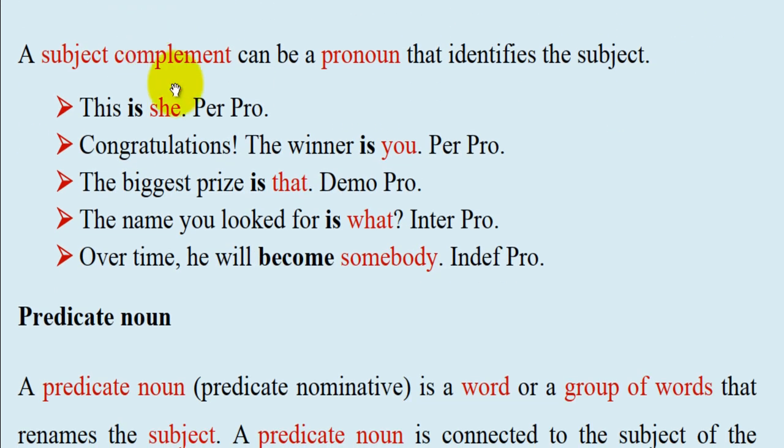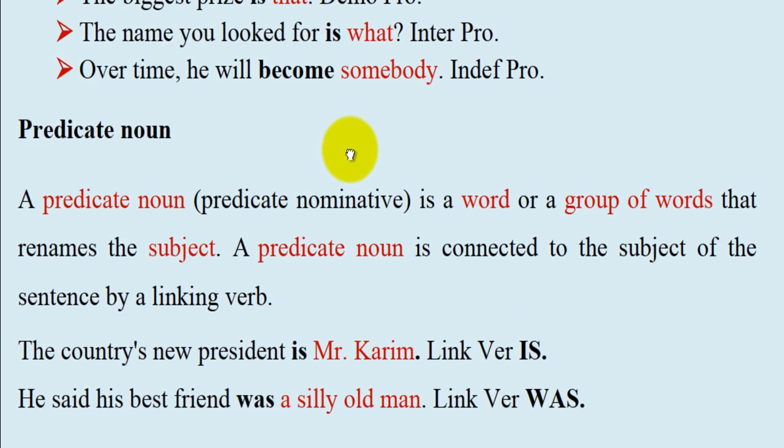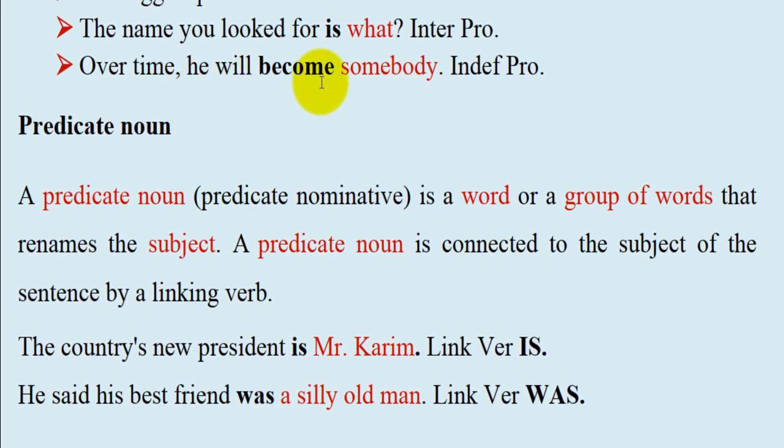A subject complement can be a pronoun that identifies the subject. This is she, personal pronoun. Congratulations, the winner is you, personal pronoun, you. The biggest prize is that, demonstrative pronoun. The name you looked for is what, interrogative pronoun, what. Over time, he will become somebody, indefinite pronoun, somebody.